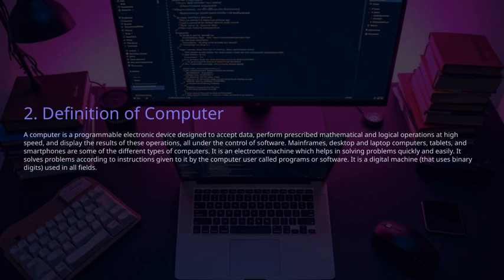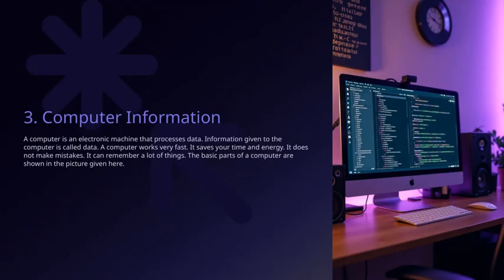So, understanding what a computer is and what it does sets the foundation for how we use them in our daily and professional lives. A computer is an electronic machine that processes data, and that's a key point to remember. When we talk about information given to the computer, we call that data. The computer takes this data and transforms it into useful information. One of the reasons computers are so valuable is because they work very fast, much faster than we can do things manually. This speed helps save us a lot of time and energy, making tasks more efficient.